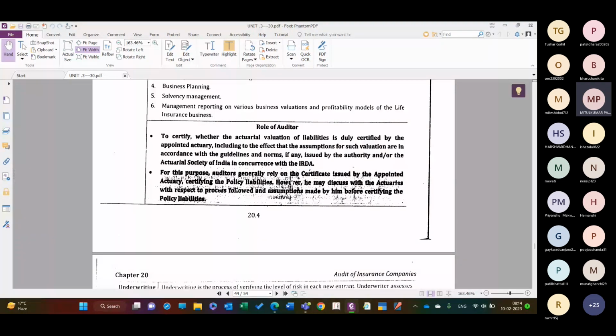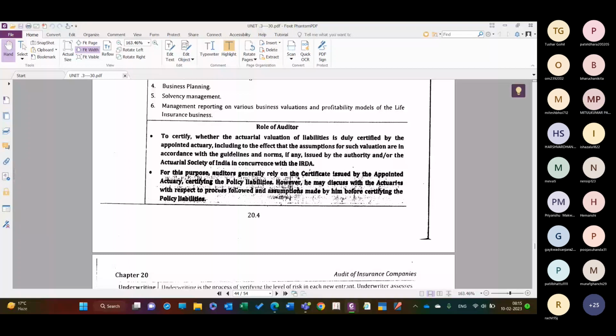So whatever the assumptions and process followed by the appointed actuary, who is certifying a particular certificate, the auditor has to review it. At least the auditor has to review and evaluate whether the process followed is appropriate in the given set of circumstances, and whether the assumptions adopted by the actuary while valuing the liabilities are appropriate, right? So that responsibility will always remain with the auditor. And if there is no suspicion in the mind of the auditor that the actuary has been negligent in performance of duty, then the auditor can rely on it.